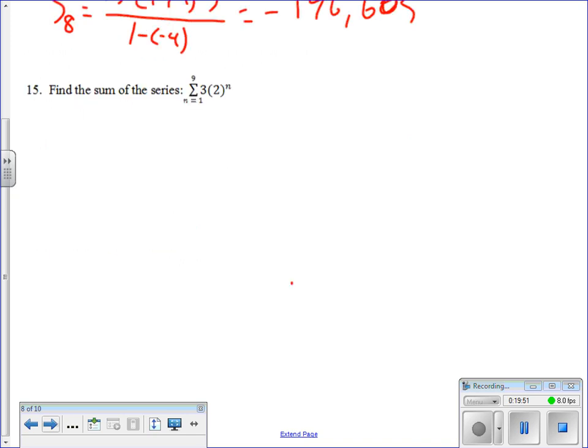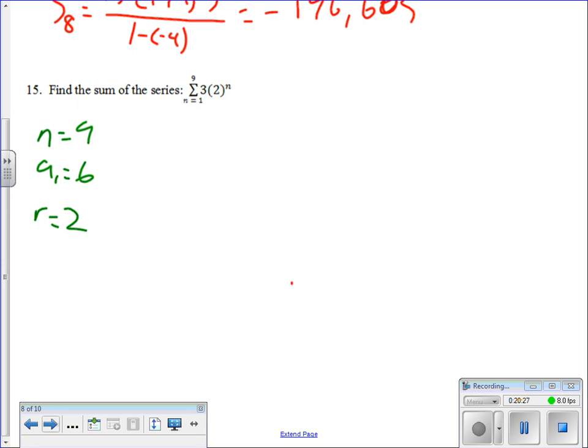Next one, same idea, same formula. You need to know the first term. You need to know what r is. And you know how many there are. There's 9 terms, because I'm going from 1 to 9. So n is 9. A sub 1, go ahead and put 1 in for n. Get 1 for n, that's 2 times 3. So my first term is 6 in this case. And r is what I'm raising to the power, so r is 2. Because it's 2 to the nth power, whatever I'm raising to the nth power.